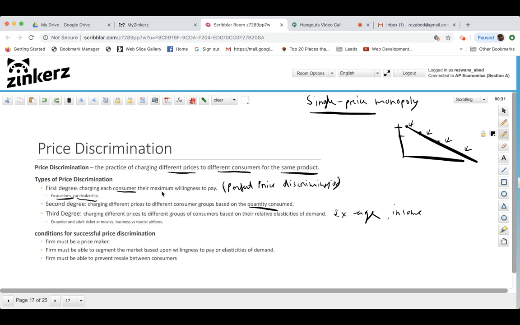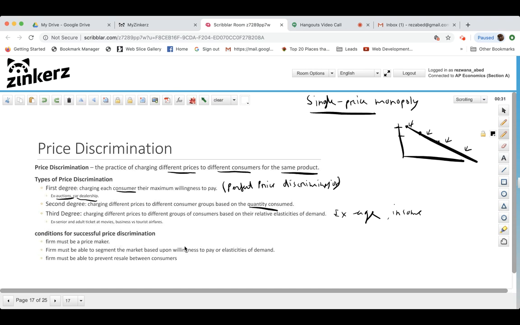Okay. And then some conditions for successful price discrimination is that firms have to be a price maker. So they can't be a price taker, so perfect competition wouldn't work. But all of the other types of market structure that we will look at have some way to influence the price. As long as you're a price maker, or you can influence, like set the price in some way, you can do price discrimination.